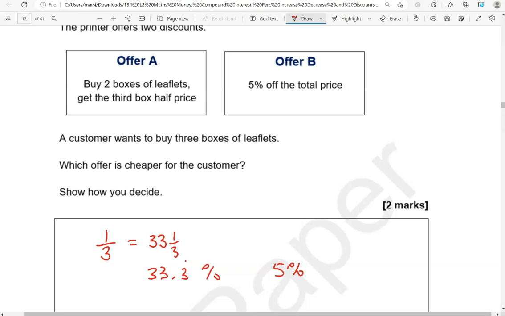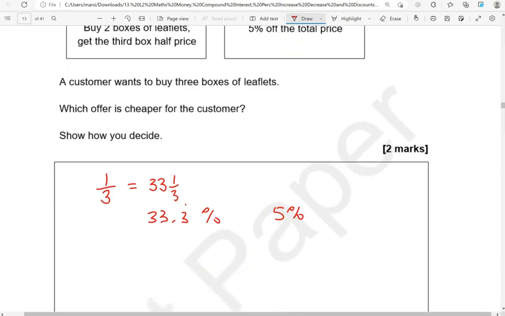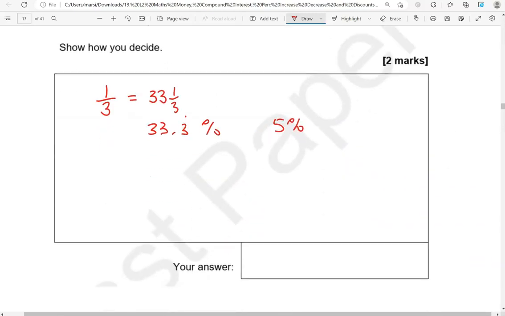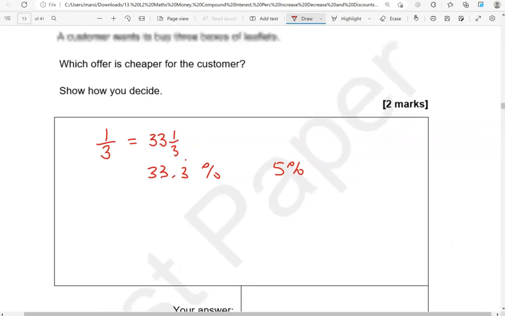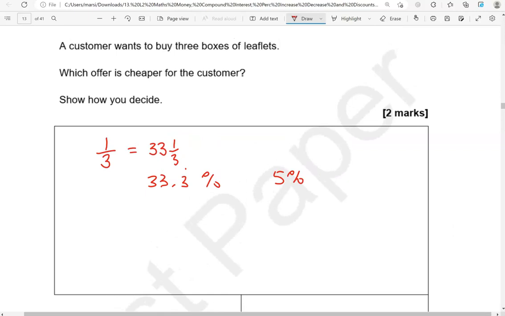And of course, offer A is better value for money because both offers are coming from the same printer, which means the original price before the discount will be the same for offer A and B. That's why we can easily compare like this, just with the percentages without working out the actual amount. So cheaper will be offer A.